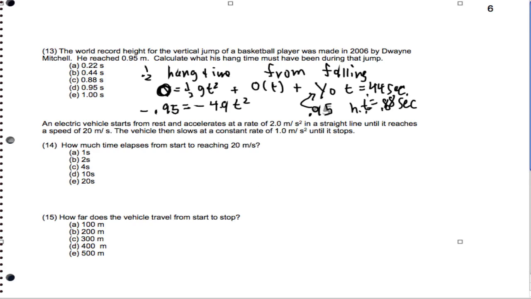Now, next one. We have an electric vehicle. It starts from rest and accelerates at a rate of 2 meters per second squared in a straight line until it reaches a speed of 20 meters per second. Then it slows down at a constant rate. We want to know how much time elapses from the start to reaching 20 meters per second.